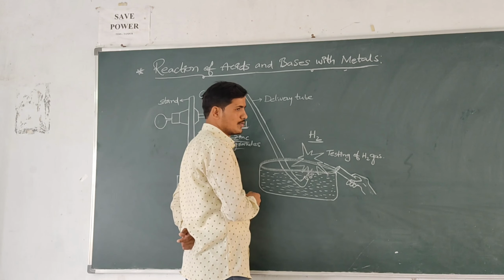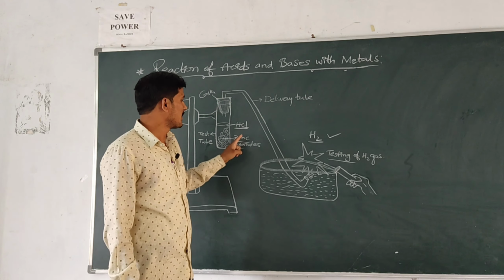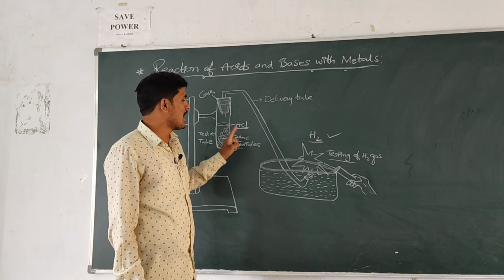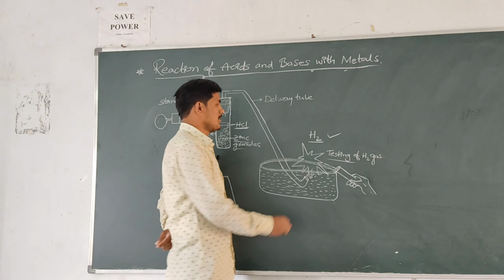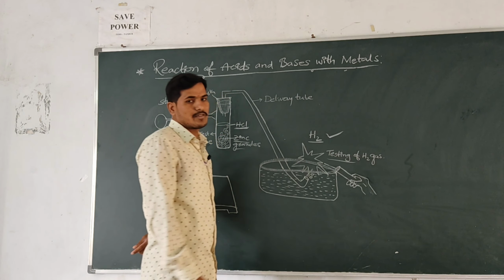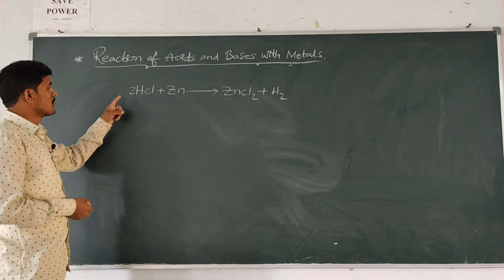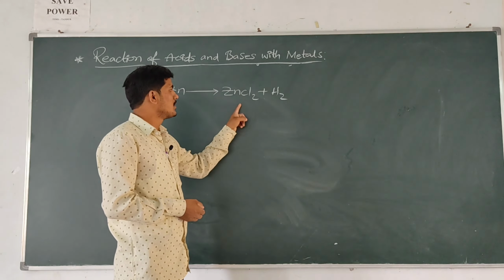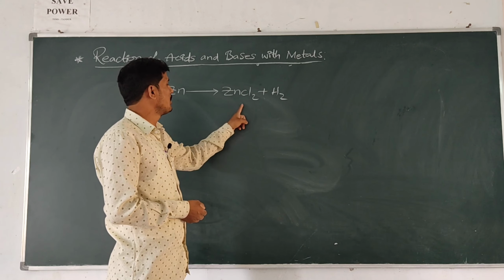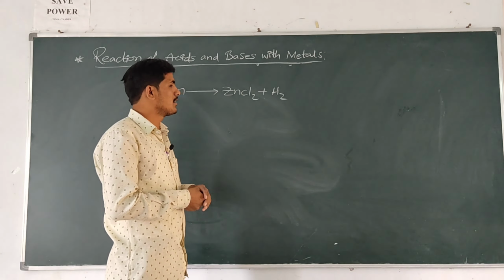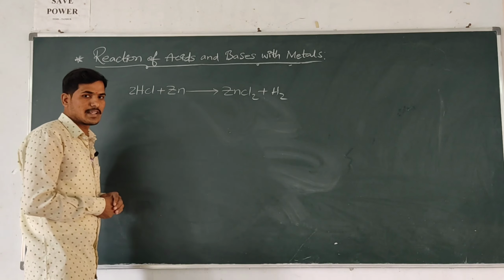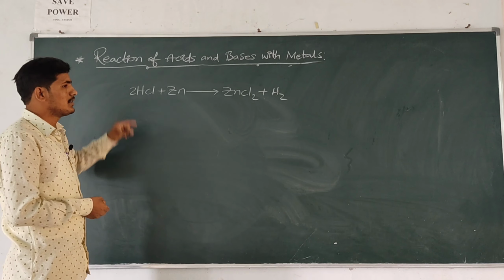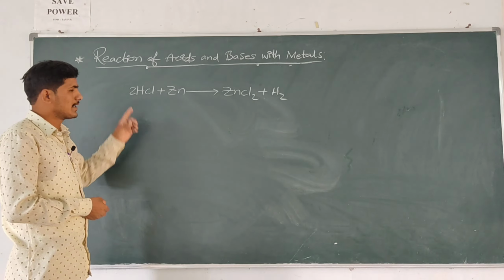In this experiment, what is the acid we have taken? Hydrochloric acid. What is the material? Metal. Zinc is a metal. Metals, when treated with acids, produce hydrogen gas. We observe that when hydrochloric acid is treated with zinc metal, it produces its salt and hydrogen gas is evolved. This is indicated in the form of a chemical equation.